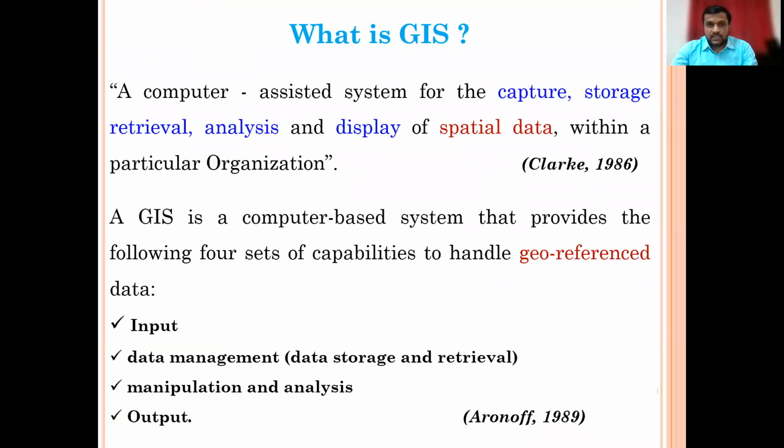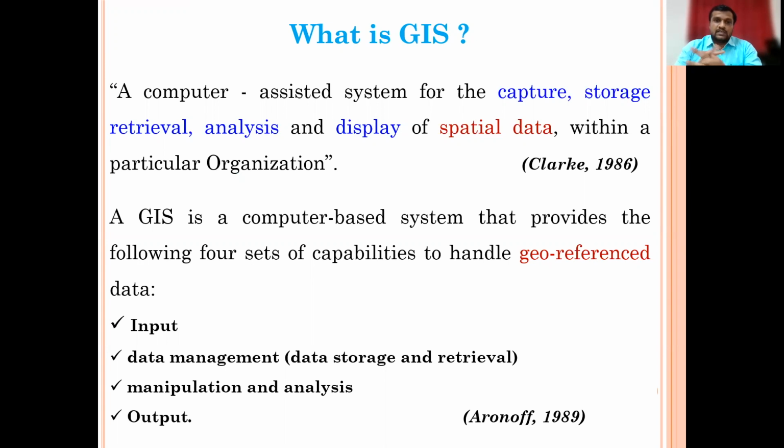Okay, so before starting, first I am going to start with the term GIS. The full form of GIS is Geographical Information System. And GIS is a computer-based system for capturing, storing, retrieving, analyzing, and displaying of the spatial data within a particular organization. This definition was given by Clark in 1986.